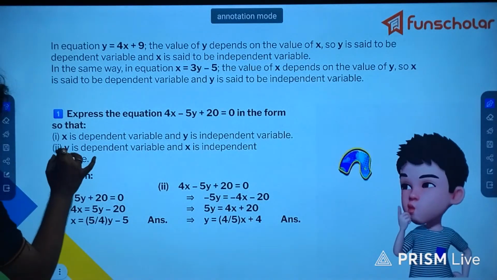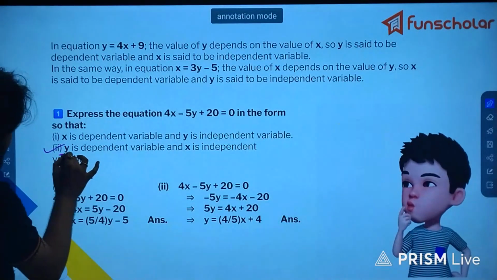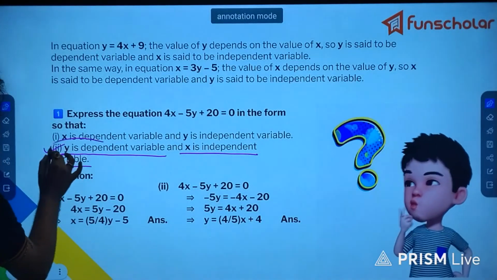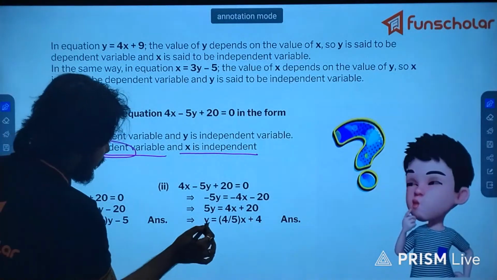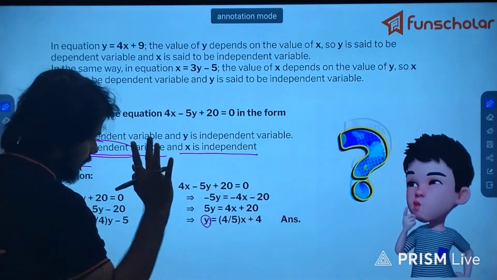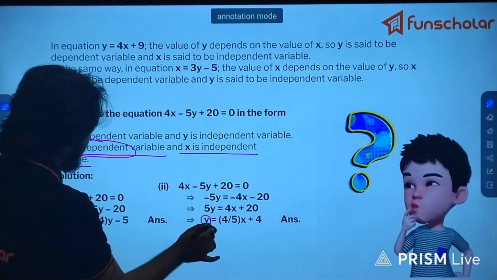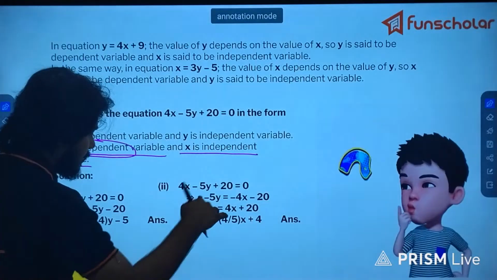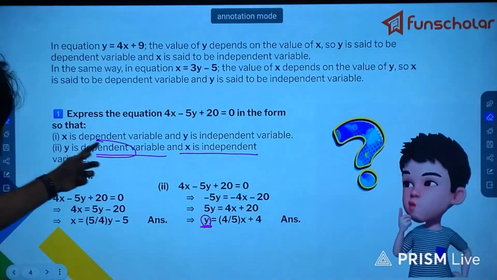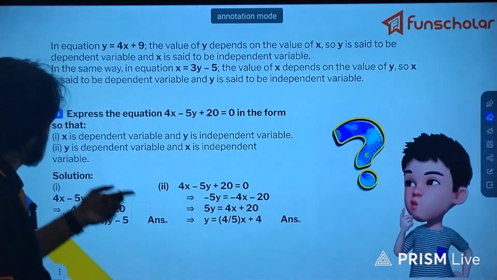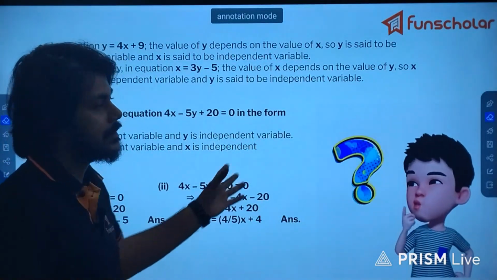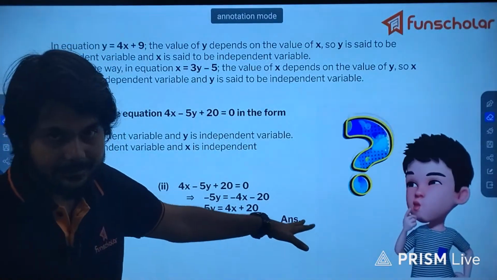Now, in the second question, it has been given that y is the dependent variable and x is the independent variable. So, as y is the dependent variable, we need to keep y in the LHS and we need to transpose the other two terms to the RHS. This is very easy and you will definitely do it, as you have already learned how to transpose and what the conditions of transposing terms from LHS to RHS are, right?